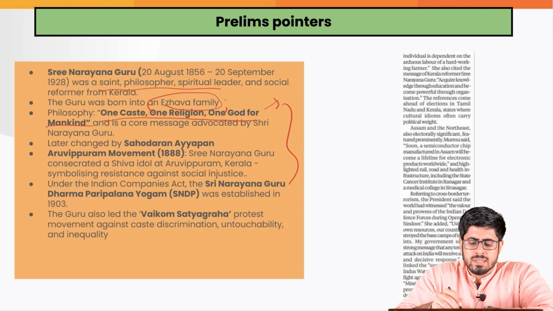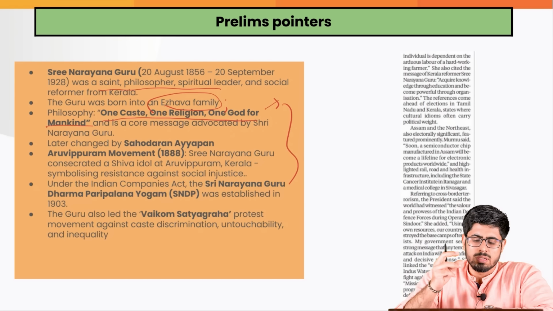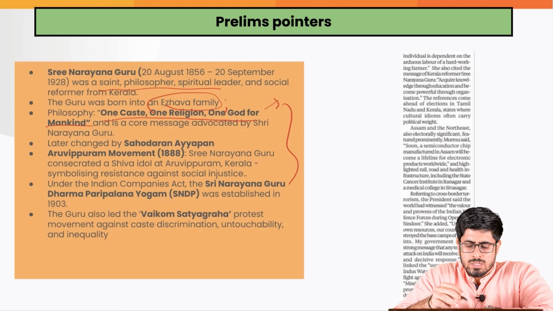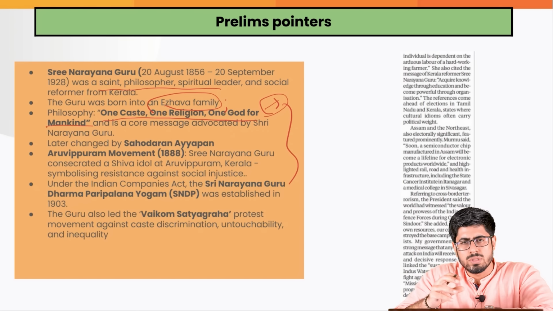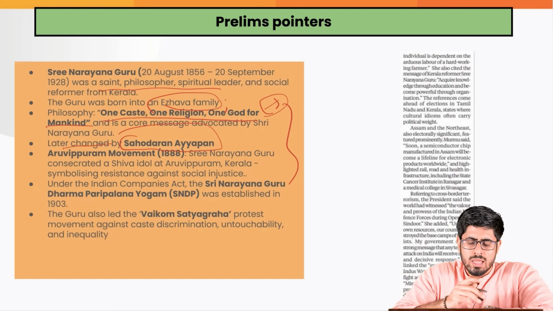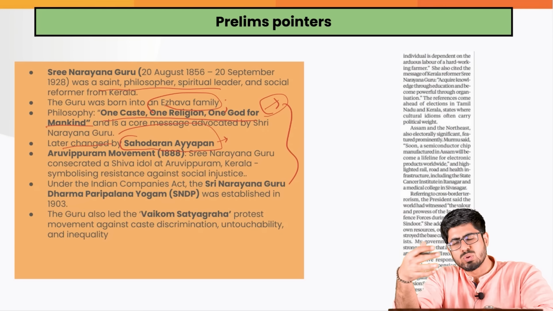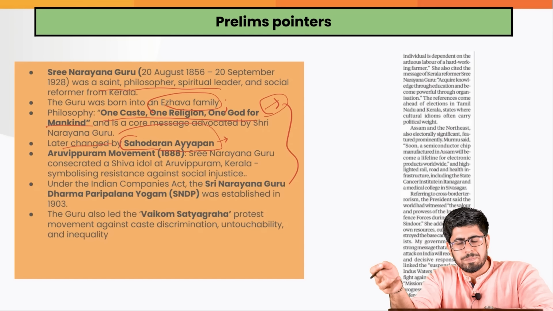That promoted that there must be no discrimination on the basis of religion, God, or the caste that a person belonged to. So he was the leader of the South Indian anti-caste movements. On the other hand, his follower, Mr. Sahodaran Ayyappan, changed this quotation of one caste, one religion, one God for humankind to its absolute negative, which is no caste, no God, no religion for mankind.